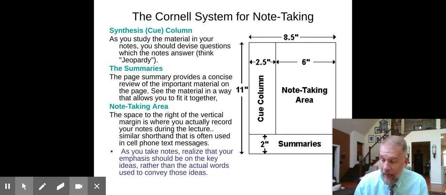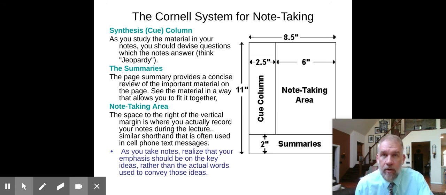So I will be grading this notebook. In fact, this notebook will be worth more than any other artifact you have from this class. It'll be worth more than any other test, more than any other project or handout or thing that you do. So not taking notes for this class would be the equivalent of you just taking one of your tests and saying, I'm not going to take it. I'll take the 0.